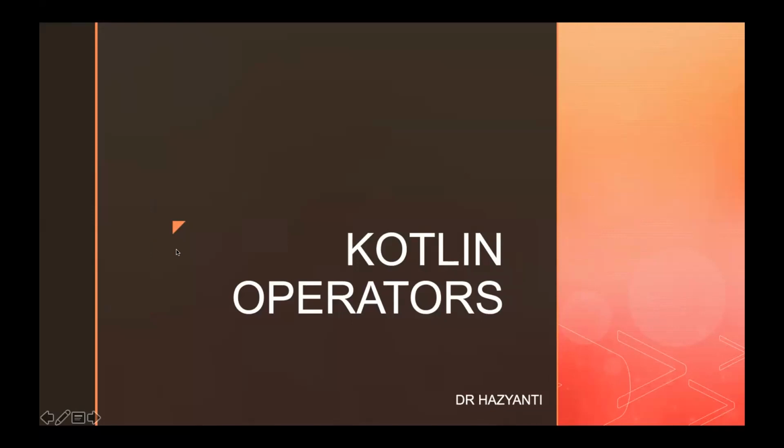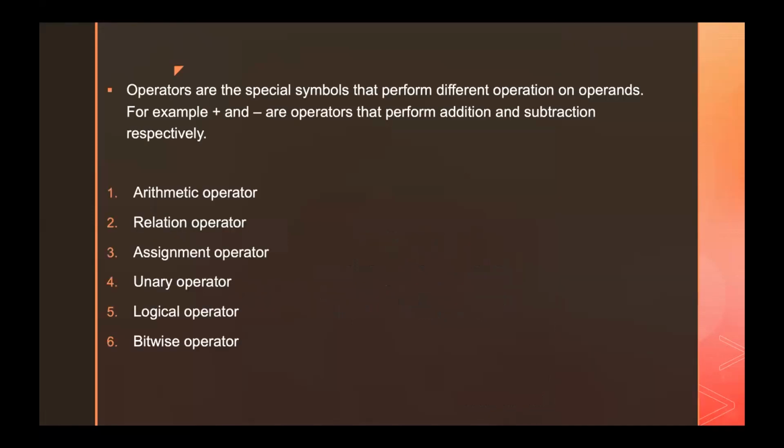Okay, we learn about Kotlin operators. Operators are special symbols that perform different operations on operands. For example, plus and minus are operators that perform addition and subtraction respectively. We have six operators in the Kotlin programming language: arithmetic operator, relational operator, assignment operator, unary operator, logical operator, and bitwise operator.